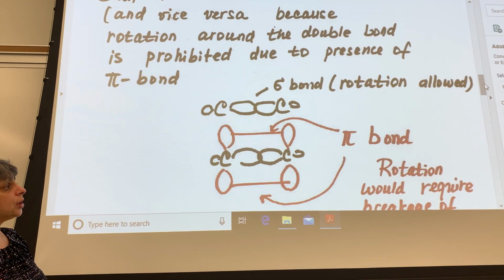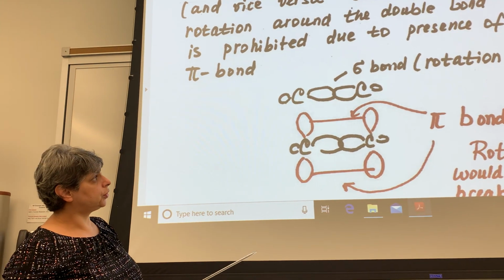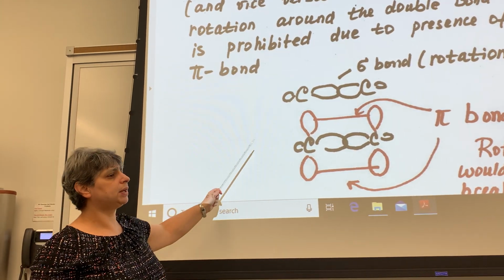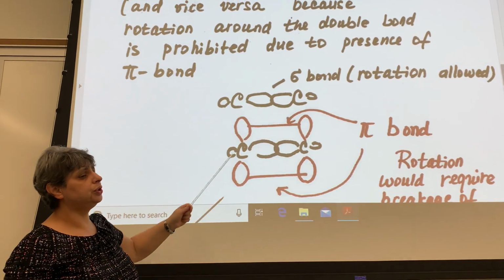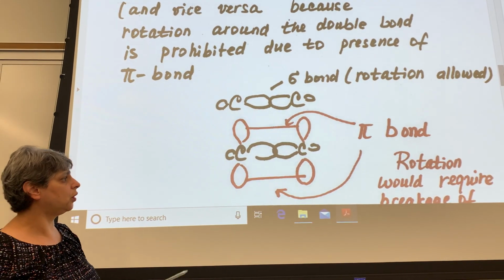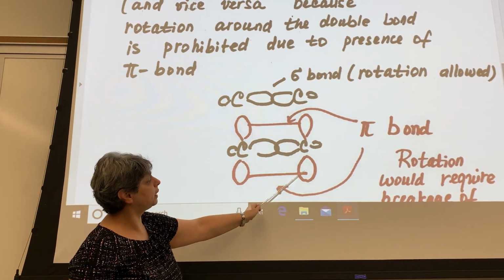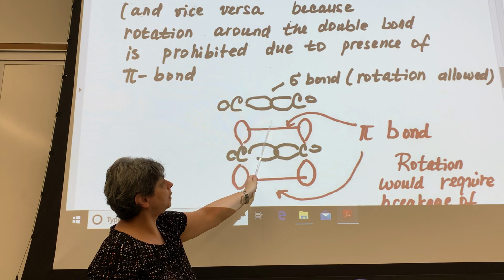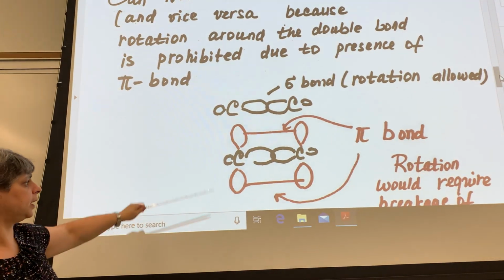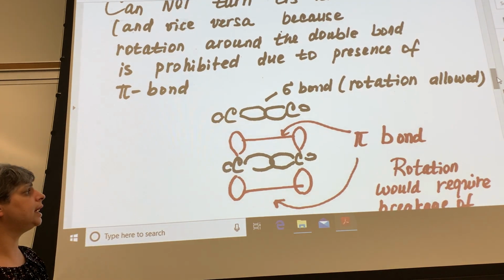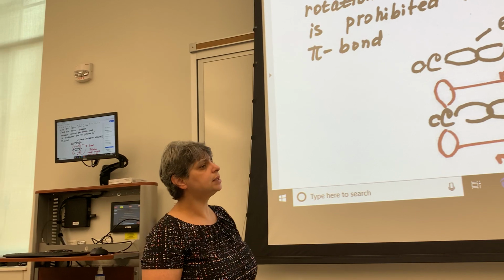So if I ask you on the exam or quiz why cis cannot be turned into trans, you cannot just say, well, it's because of double bond, or, well, it's because there's a pi bond. You have to explain, you have to go into detail, and you have to explain that pi bond is produced by overlapping of unhybridized p orbitals above and below the plane of the nuclei, and that's what basically freezes the molecule in space.